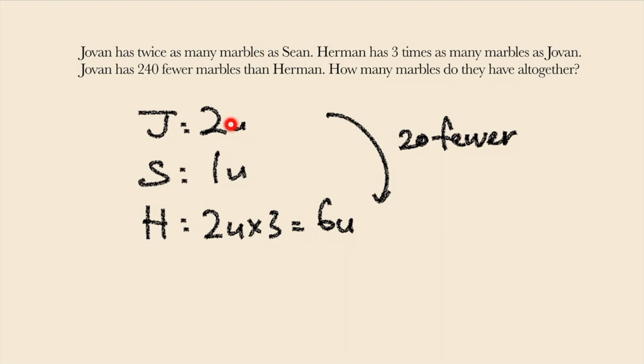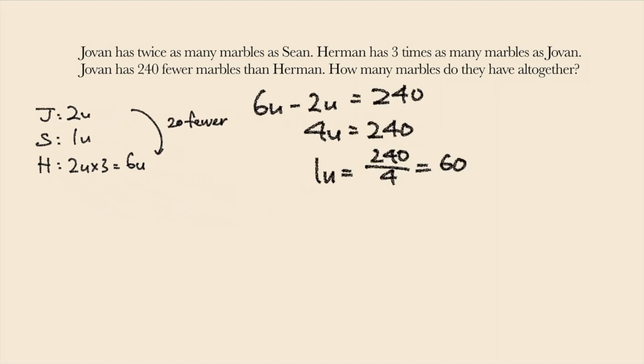So looking at 2u, J, and 6u, H, the difference is 240. So from here, we can say that 2u and 6u, the difference is 240. 4u, therefore, is 240. 1u is 60.